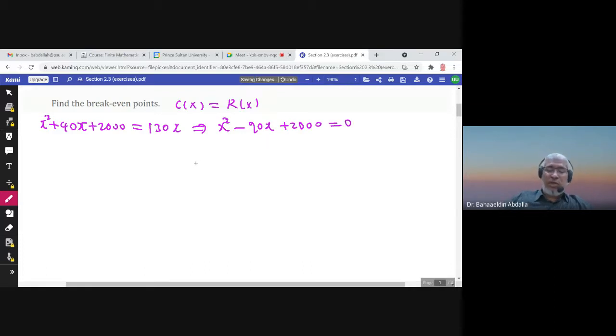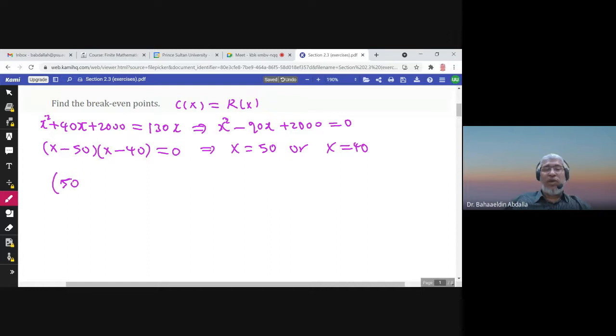Now, this is a quadratic equation. We can solve this equation either by factoring or by using the quadratic formula. By factoring, we can try to think of two numbers. Their product is 2000 and their sum is negative 90. And these are negative 50 and negative 40. If you multiply them, you get 2000. If you add them, you get negative 90. So either x is 50 or x is 40. So these are the number of units in which the break-even points would happen.